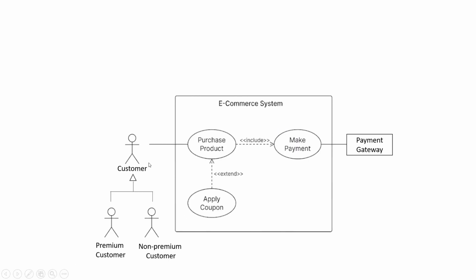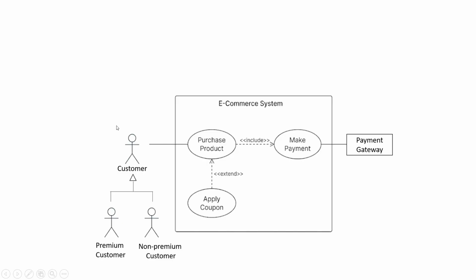So let's use this use case diagram as an example. In general, this is a use case diagram for an e-commerce system, where a customer purchases a product. That is the action of this use case. And we've got some includes and some extend relationships between our actions inside. We've also got a payment gateway here, and we see two actors below the customer actor as well: a premium customer and a non-premium customer.